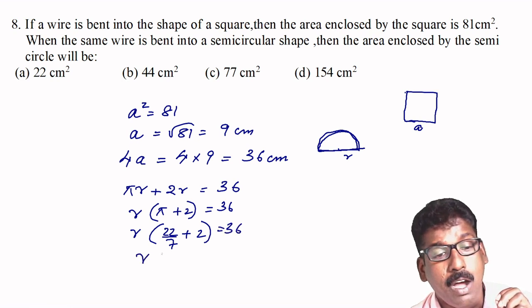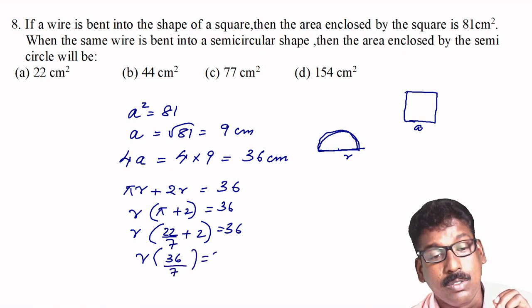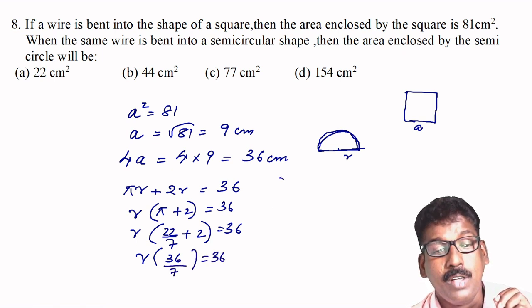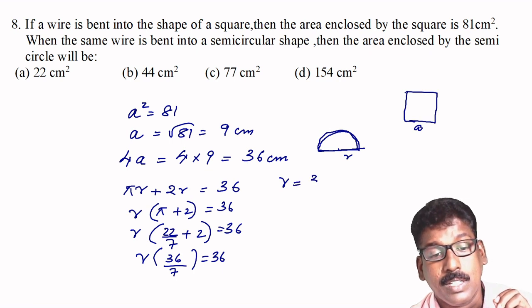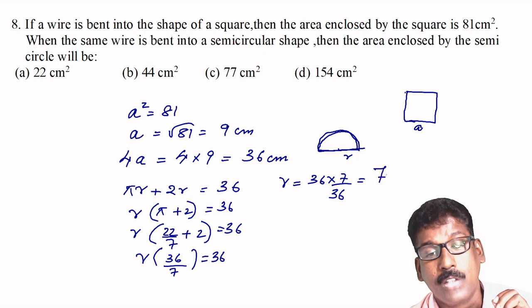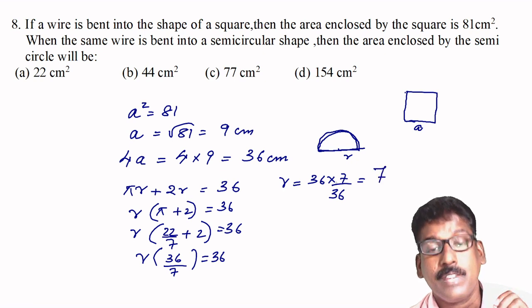Cross multiply, r into 22 plus 7 into 2 is 40. 22 plus 14 is 36. So r into 36 by 7 is equal to 36. Therefore, R you can write as 36 into 7 divided by 36. So R you got it as 7 units.